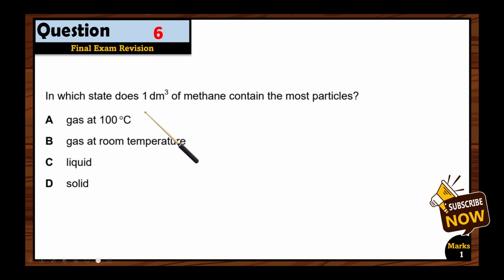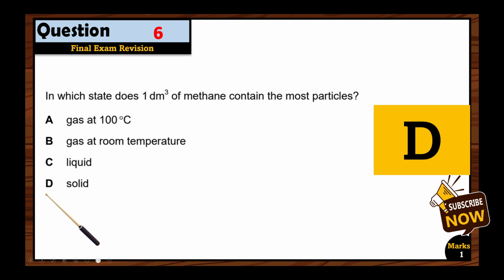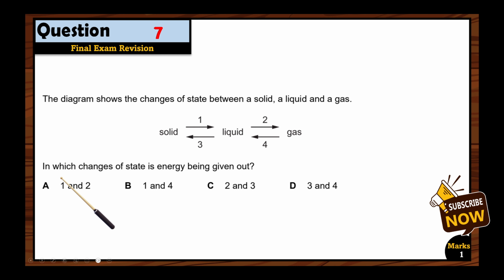So let's see question number 6. In which state does 1 dm cube of methane contain the most particles? We already have covered these questions: the state with the most particles in the same volume will always be solid. Solid has more particles in the same volume compared to liquid and gas. So here, we can find the word solid in D. So option D is correct.